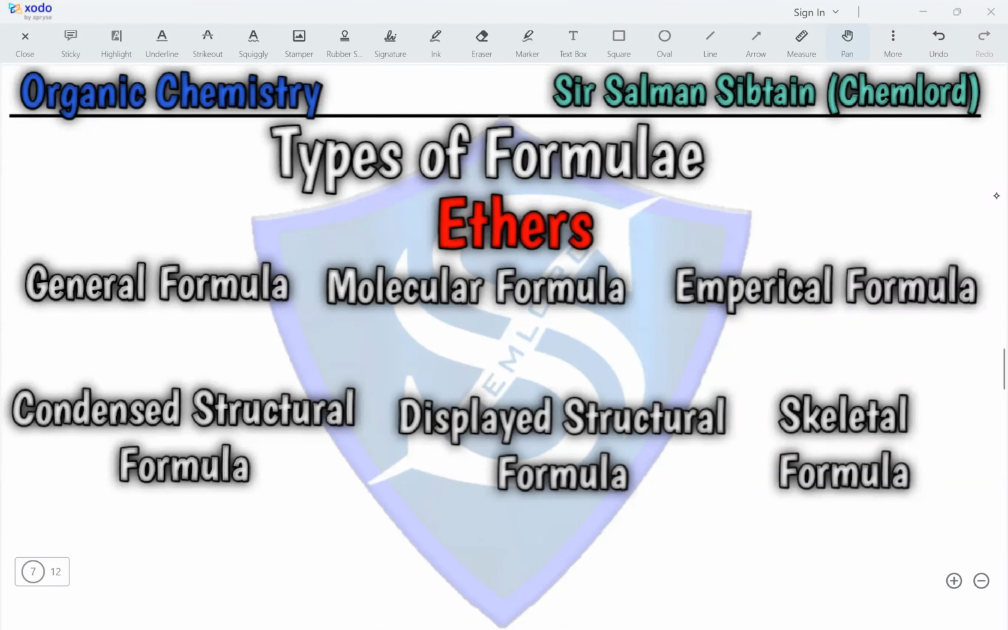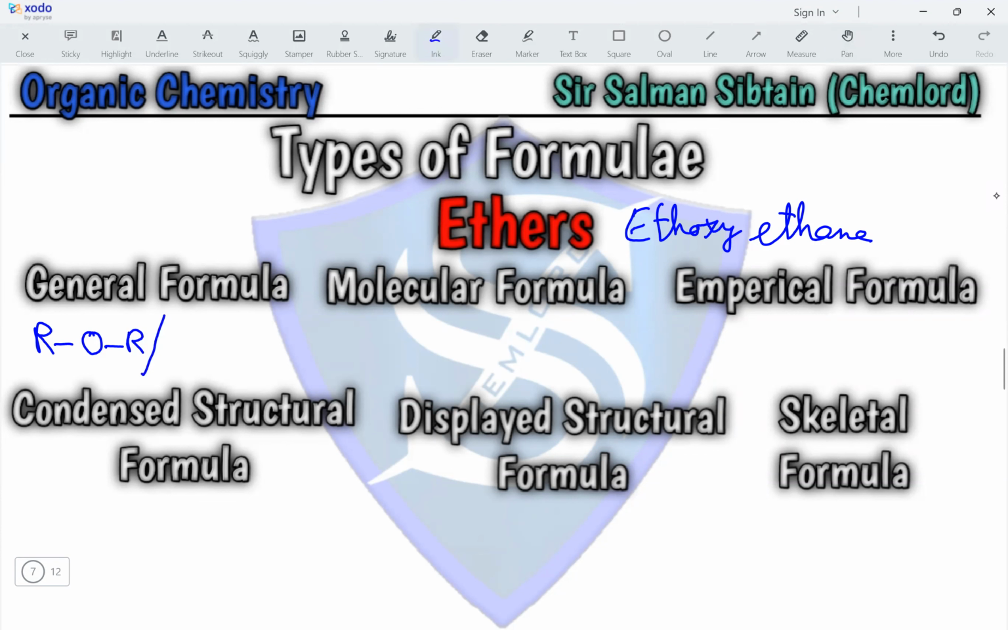Next, we'll be looking at the types of formulae of ethers. A 4 carbon ether would be named ethoxyethane, and the general formula of ethers would be ROR if both the R groups are the same, and ROR' if both the R groups are different.